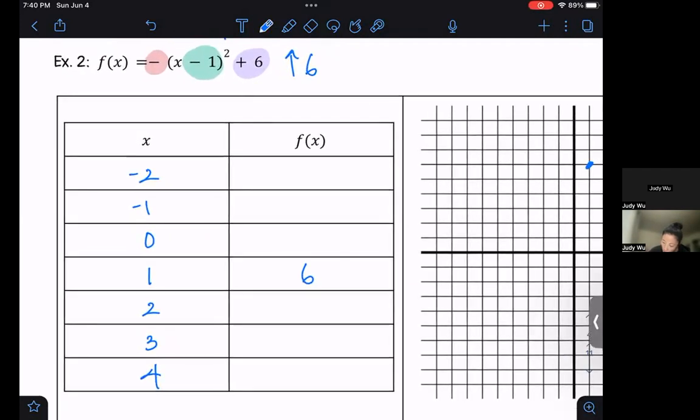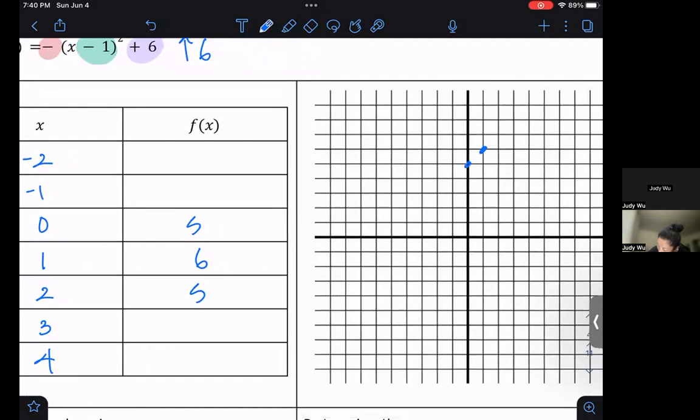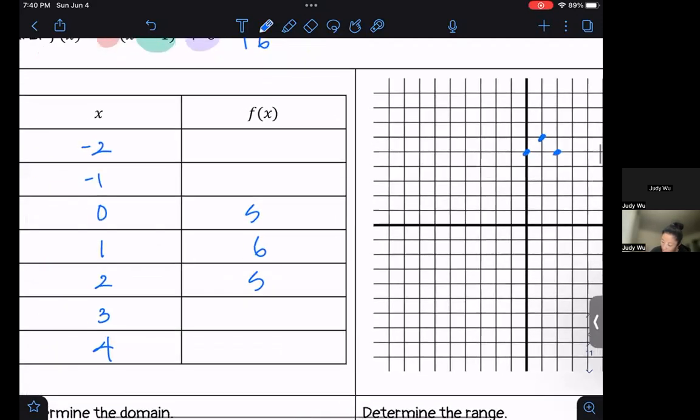So I'm going to plug in 2. 2 minus 1 is 1. 1 squared is 1. And then I have to make it negative. So -1 plus 6 is going to give me 5. And I know from symmetry, if this is 5, this is also 5. So I can plot those two right here, 5 and 5.